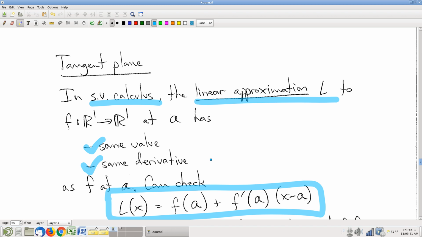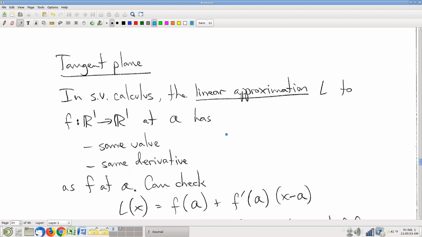And by the way, you can directly confirm that this is the case. Plug in x equals a into here. If you plug in x equals a, this whole thing goes away because a minus a is 0, and L of a is equal to f of a, as required.